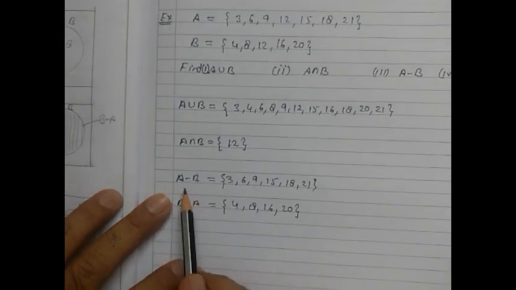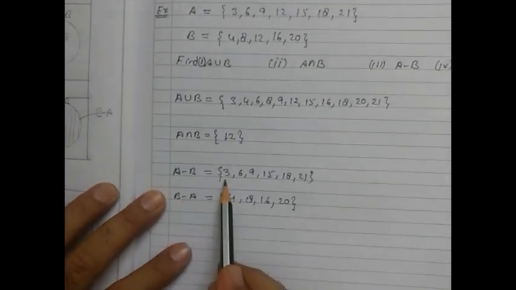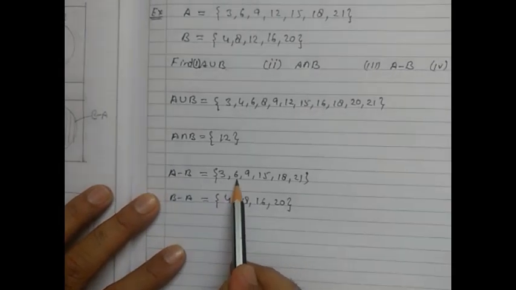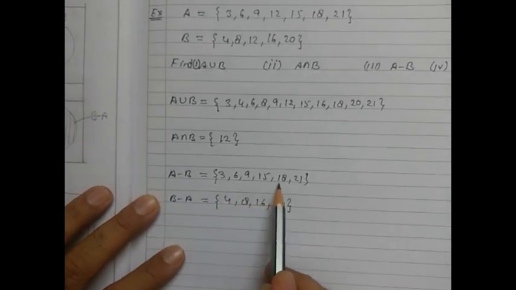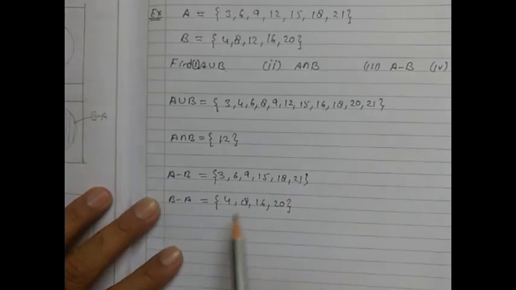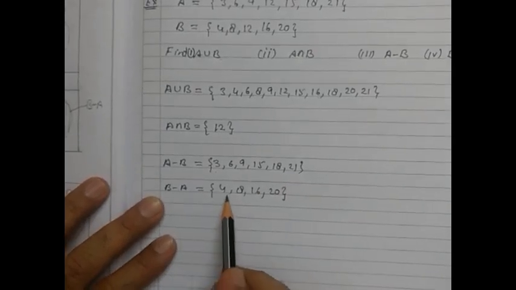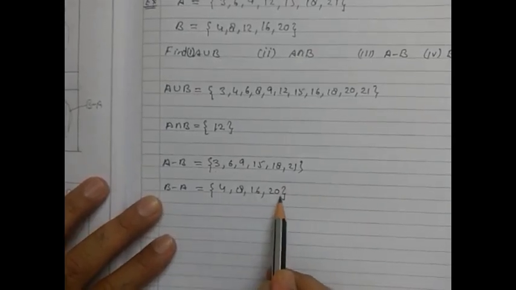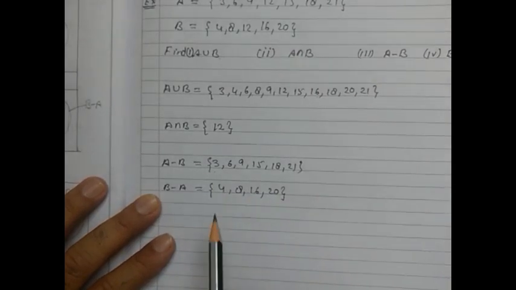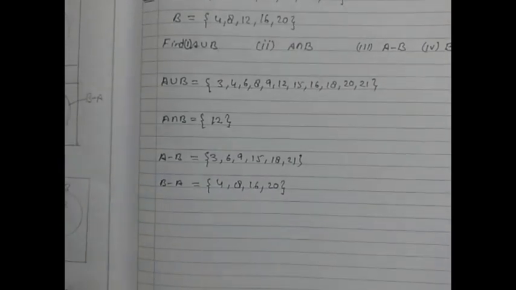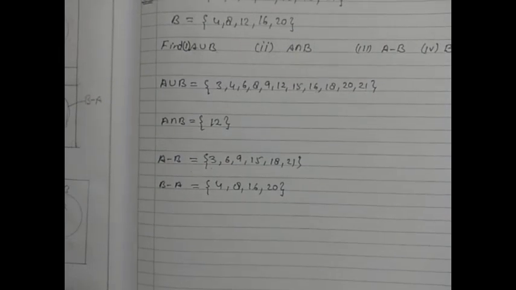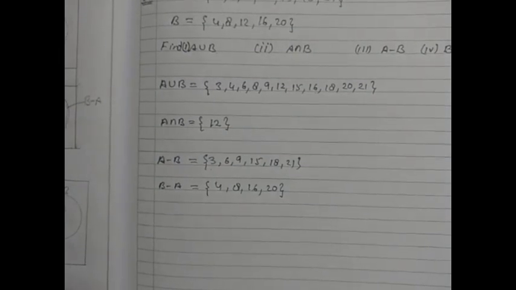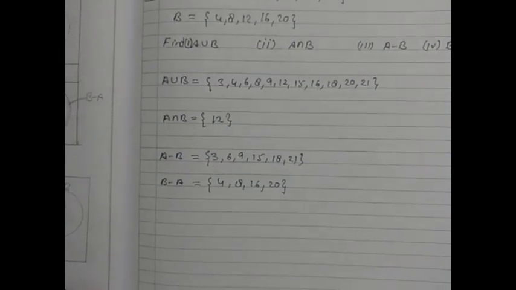Now when we say A minus B, here it will be 3, 6, 9, 15, 18, 21, this way, and B minus A is 4, 8, 16 and 20. So this is the way that you will be representing the solution in this manner.